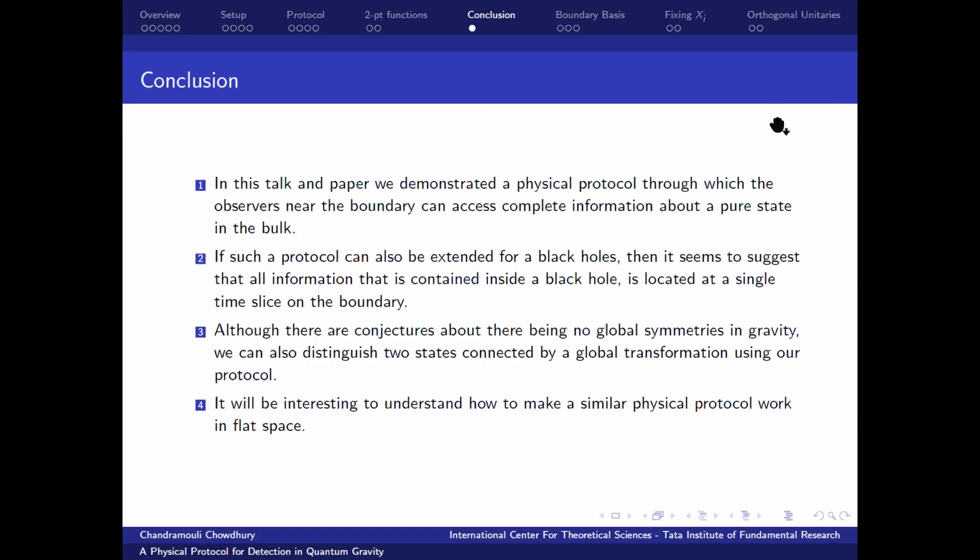This is probably related to this statement of whether this can be extended to black holes and so on. But can I ask a question? Do you have a way of distinguishing between a pure state and a mixed state? Because if I understand right, the whole protocol relies on an assumption that it is a pure state. You're not trying to determine whether, if I hand you a state, it is pure or mixed, but you're assuming it's a pure state and then trying to determine it. Is that right?